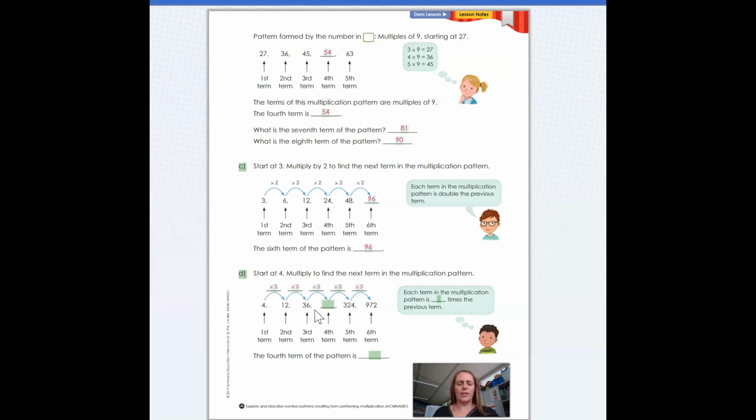So I'm going to go 30 times 3 is 90. And 6 times 3 is 18. 90 plus 18 is 108. Let's see if I get it right. Oh, I'm winning. I can do maths grade 4s. This is pretty exciting. So the fourth term of the pattern is 108. And over here, each term in the multiplication pattern is 3 times the previous term.